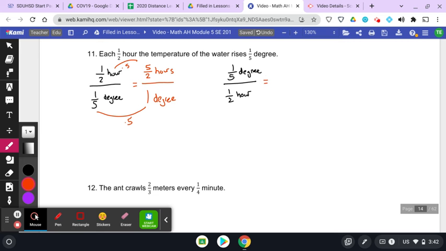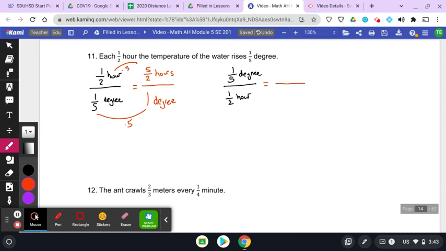Okay, the other ones are reciprocal. I don't have to think very hard. I know the reciprocal is 2/5. 1 hour, I'd have to multiply by 2. In 1 hour, it's going to rise 2/5 of a degree.